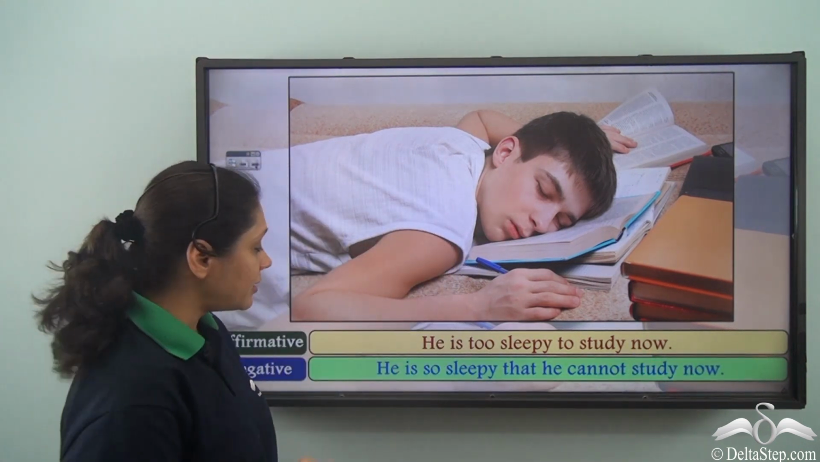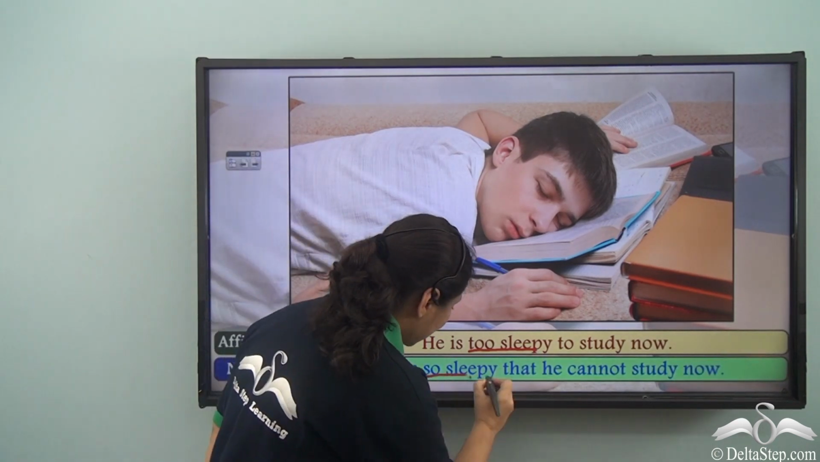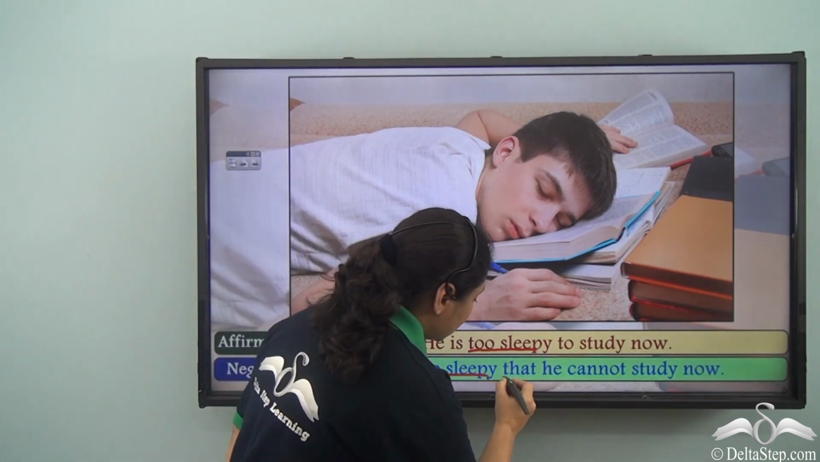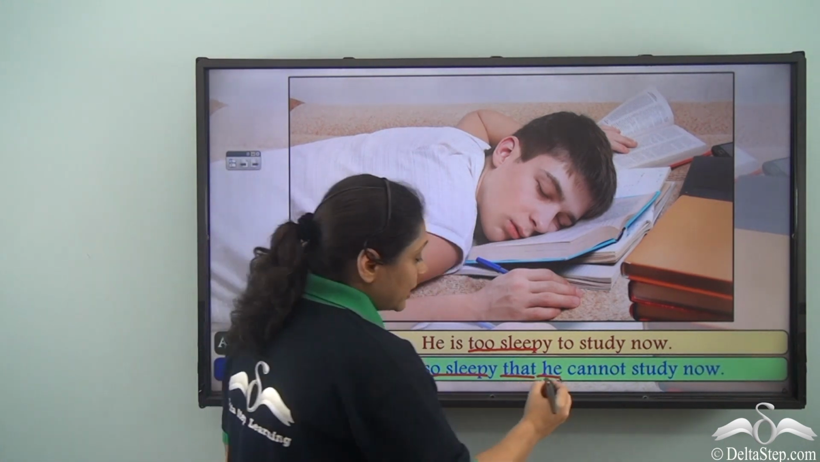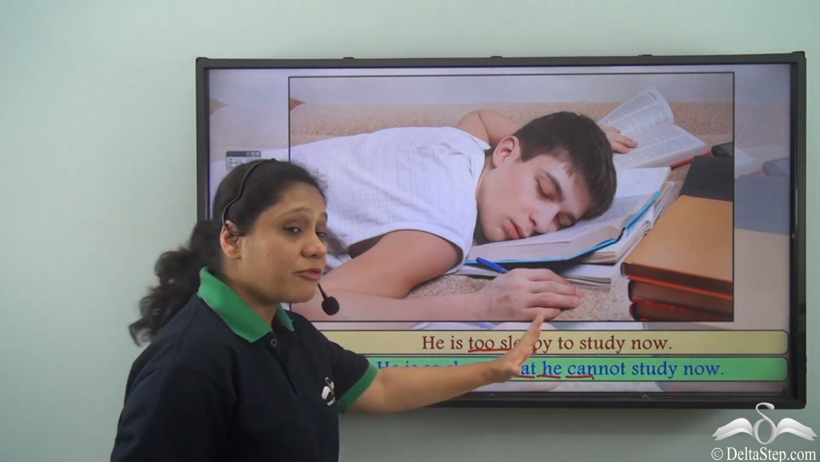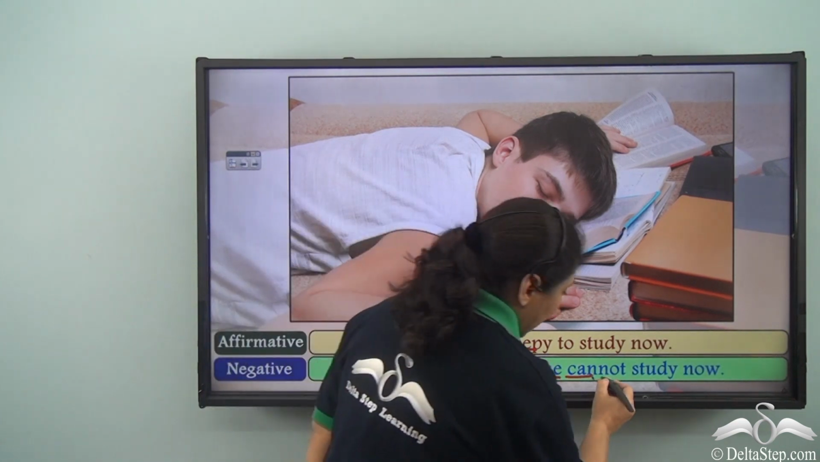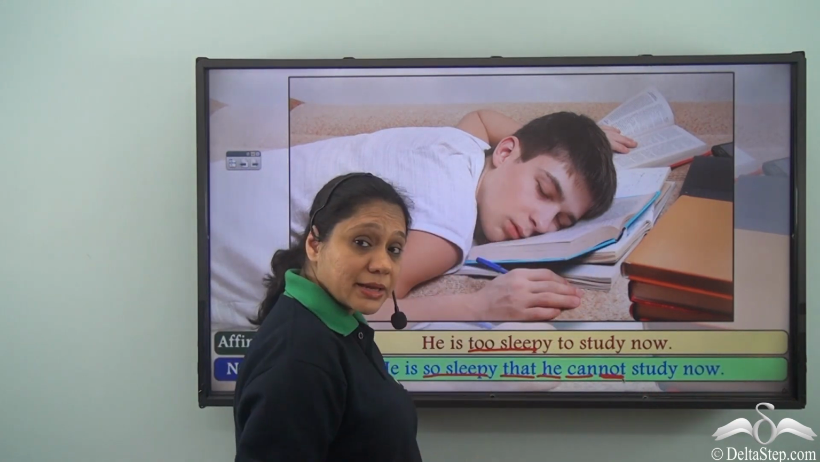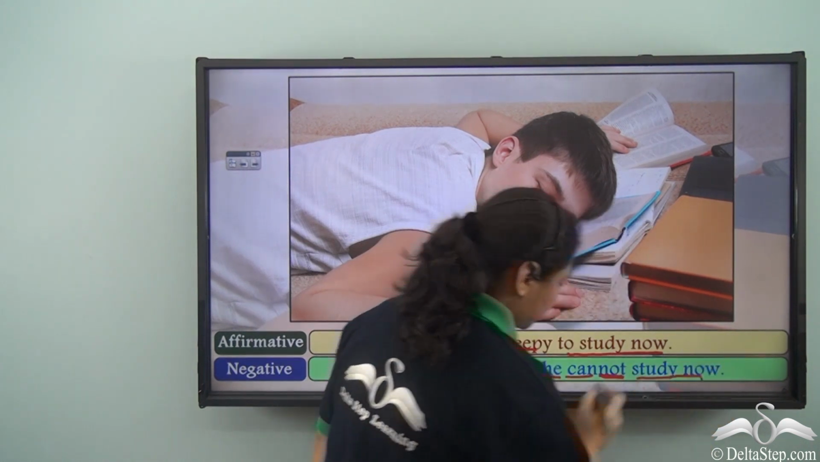So, what have we done? We have replaced too sleepy with so sleepy. Then we have added that, then the subject he, and then the modal can. Now, we have used can because our verb is in the present tense. Then not to make the sentence a negative sentence, and then study now.